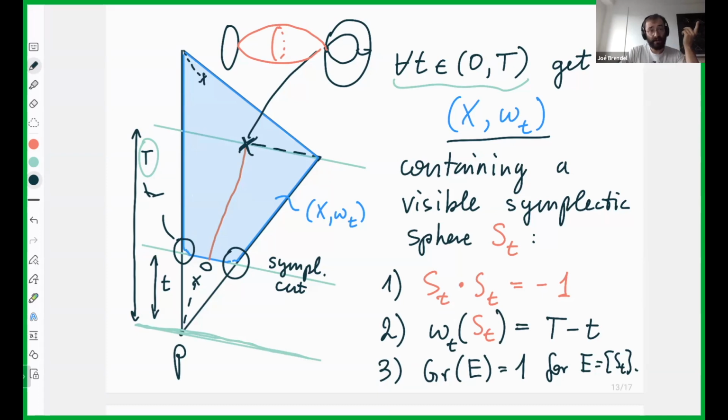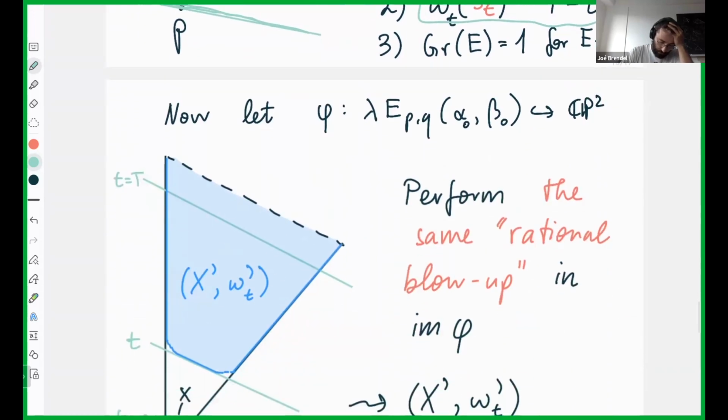They are all -1 spheres. They have area capital T minus t. So this is just the distance between these two green lines, which is equal to this thing. And then their Gromov invariant is 1, because their class is a -1 class, and they are represented by a symplectically embedded -1 sphere. And this will be the invariant that we use to conclude the proof afterwards.